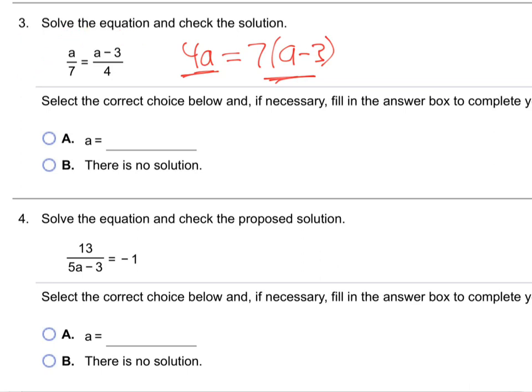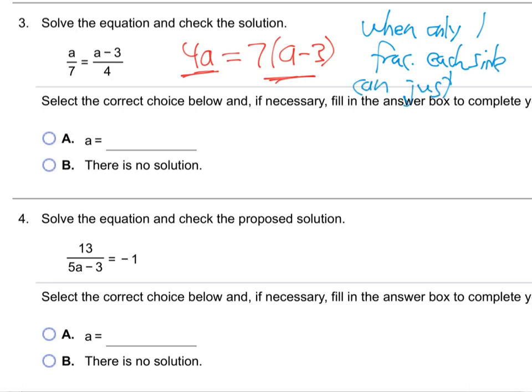Let me write that. So when only 1 fraction on each side, you can just cross multiply. Diagonal, cross multiply, diagonal. That's what I did. Diagonal, diagonal. If there's only 1 fraction on each side, you can just cross multiply.